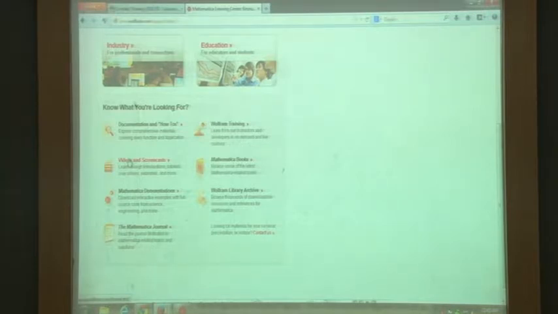Now on the internet, there are right now 3 communities about Mathematica. The first community is called community.wolfram.com.